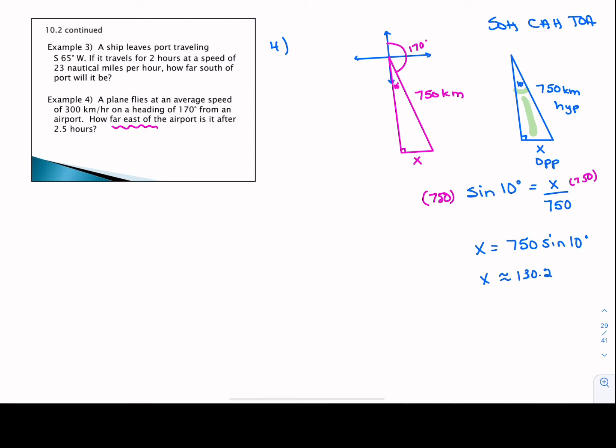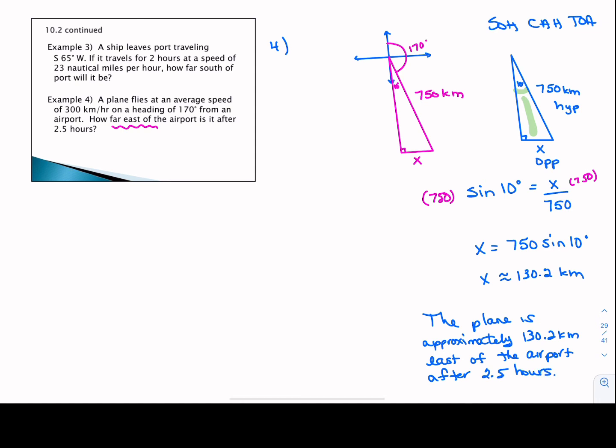And what we're talking about, once again, are kilometers. So we would say the plane is approximately 130.2 kilometers east of the airport after 2.5 hours. So once again, we weren't looking for all side lengths, just one side length in order to correctly answer the question at hand here.